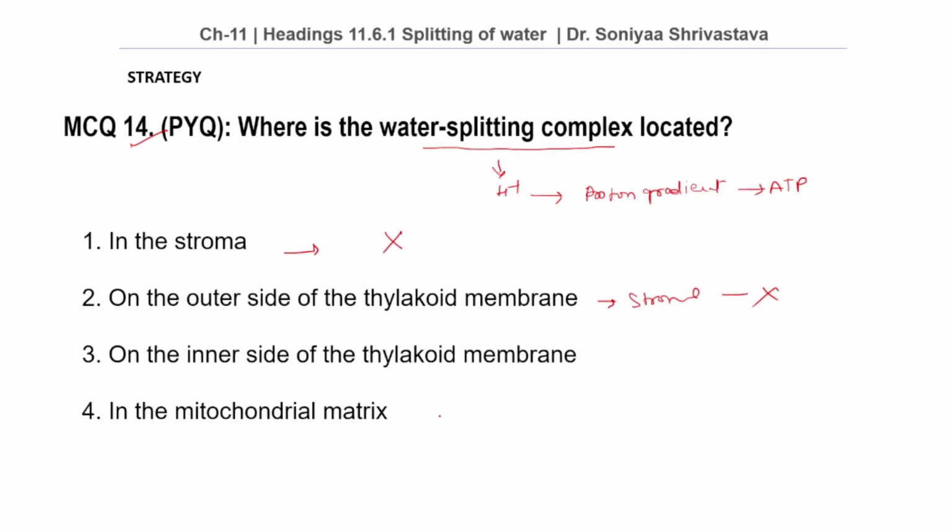And option number 4, in the mitochondrial matrix, this is the wrong organelle. So photosynthesis only occurs in the chloroplast. So this is wrong option. Now the option number 3, on the inner side of thylakoid membrane. Yes, this is the correct option. The water splitting complex is associated with PS2 on the lumen side of the thylakoid membrane. That is inner side of thylakoid membrane. This ensures that the released protons accumulate inside the thylakoid lumen. So this is our correct answer.